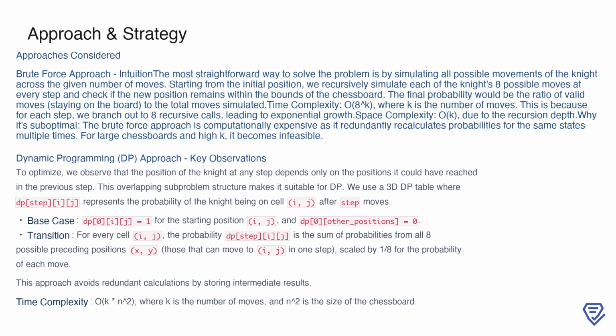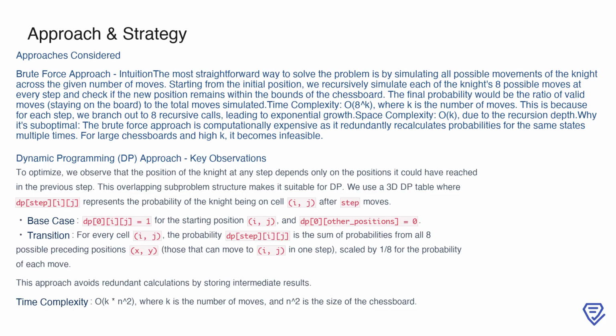Dynamic programming, on the other hand, leverages the fact that the knight's position at any step depends only on the positions it could have reached in the previous step. This overlap between subproblems makes DP a natural fit for solving this task. By using a 3D DP table, where each entry represents the probability of the knight being at a specific cell after a given number of moves, we can efficiently compute results step by step without redundant recalculations.